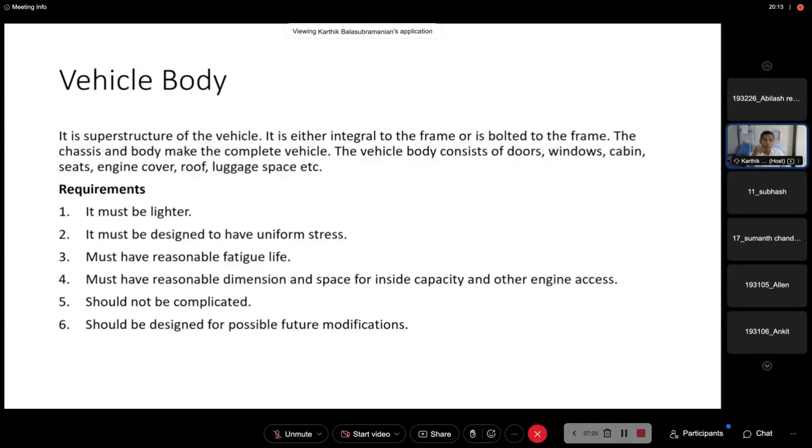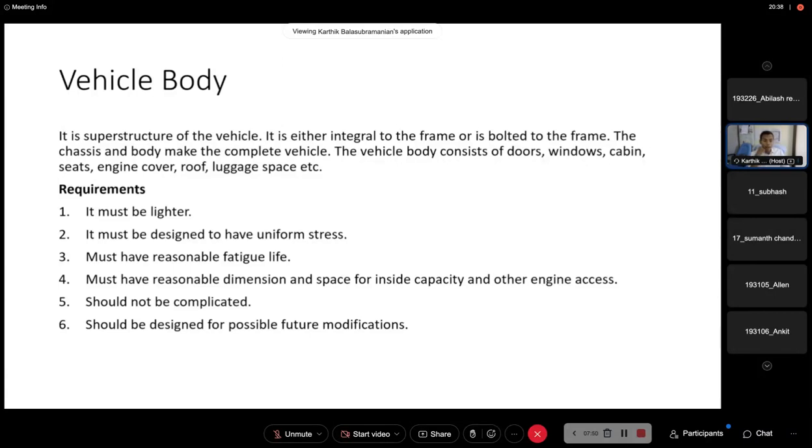Then it must have reasonable dimensions and space for inside capacity and engine access, right? It should not be complicated and should allow for future modification. Let's say you want to modify the dimensions and add some components or parts to it. It should allow for those things in the future. So these are some of the requirements of a vehicle body.